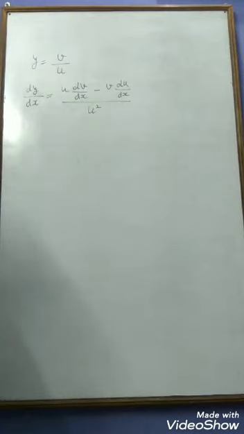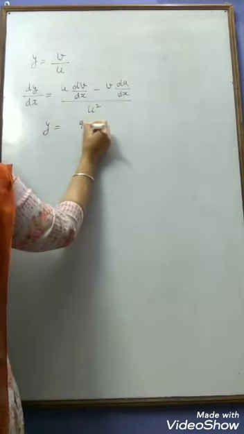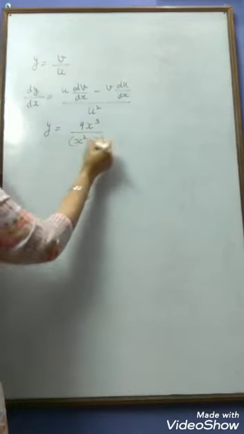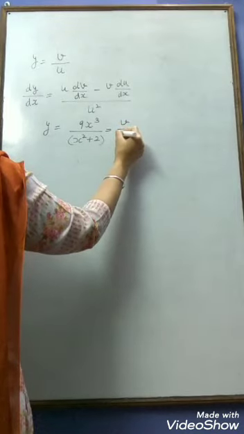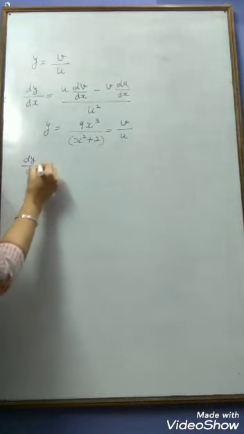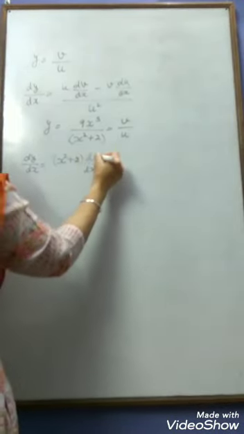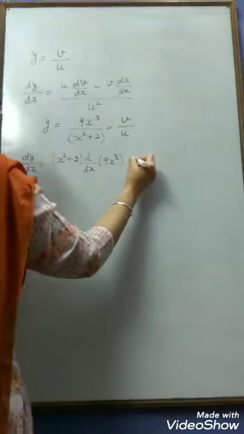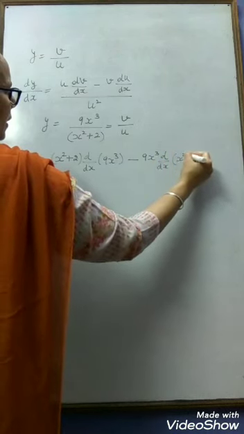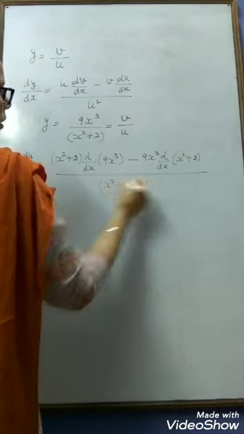Then how do we use this? We have a simple example. Let's say we have the example 9x cube upon x square plus 2. Now these are the two terms. This is the v term and this is the u term. To differentiate we use this formula: dy upon dx equals x square plus 2 derivative of 9x cube minus 9x cube derivative of x square plus 2, upon x square plus 2 the whole square.